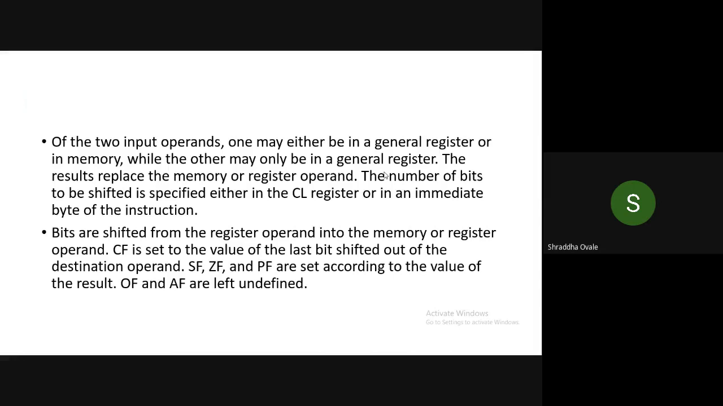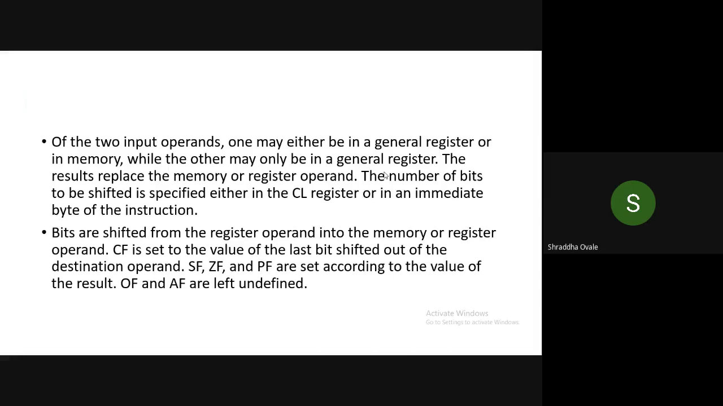Whatever the two operands provided as input for the double shift instruction, one operand may be in a general register or in memory, while the other may only be in a general register. The results replace the memory or the register operand. The number of bits to be shifted is specified either in the CL register, or in an immediate byte of the instruction. Either of these two.